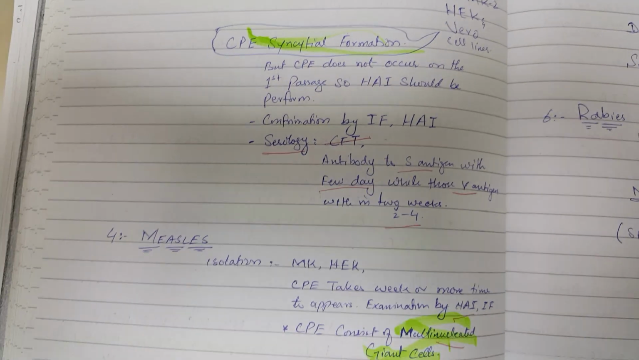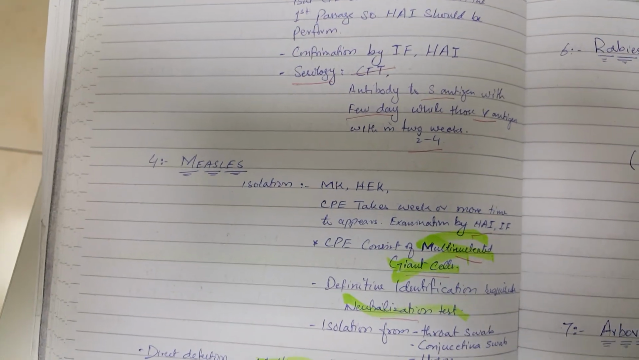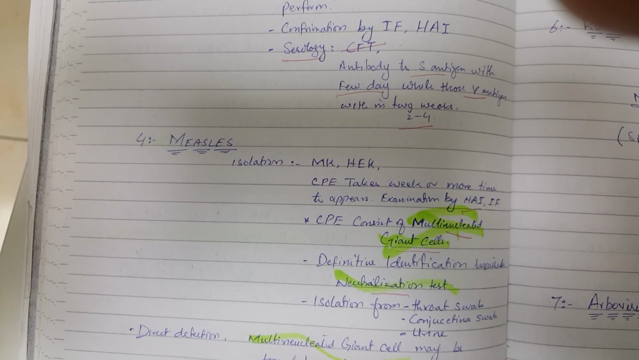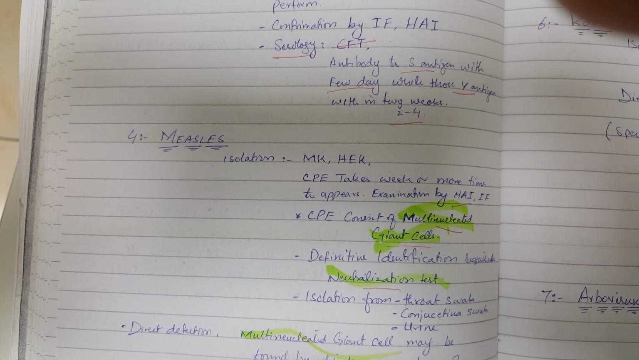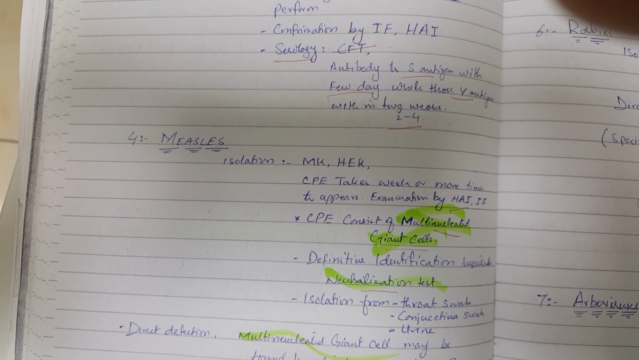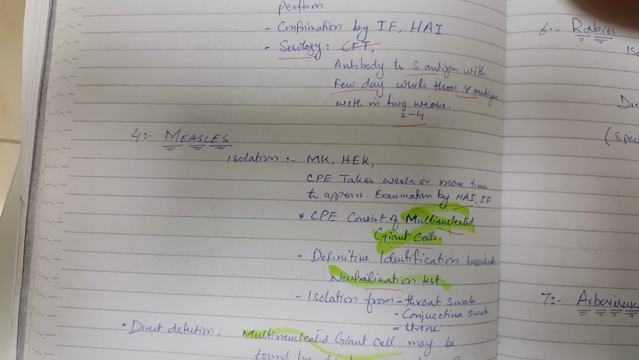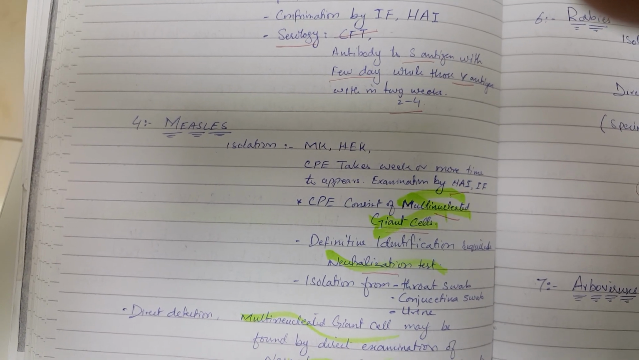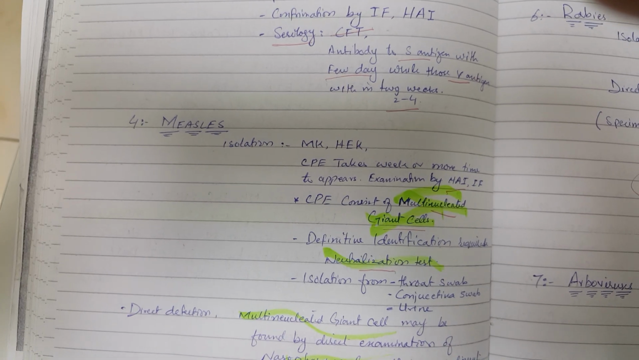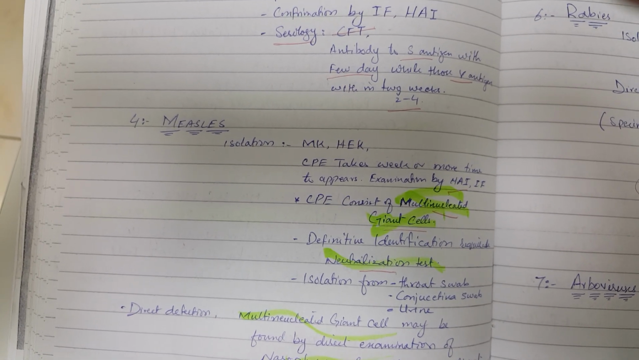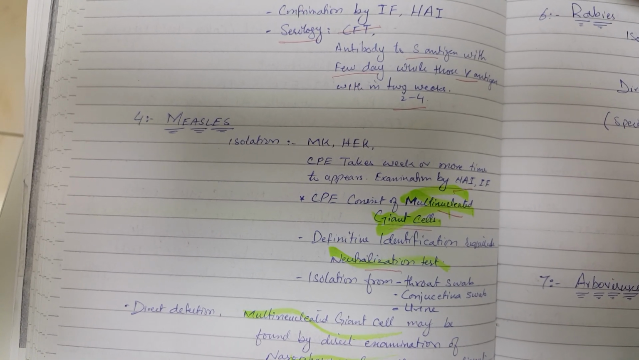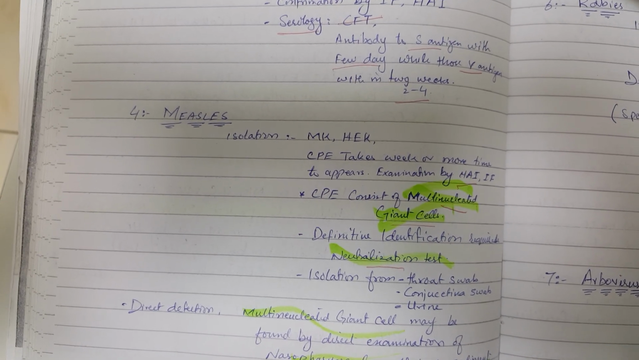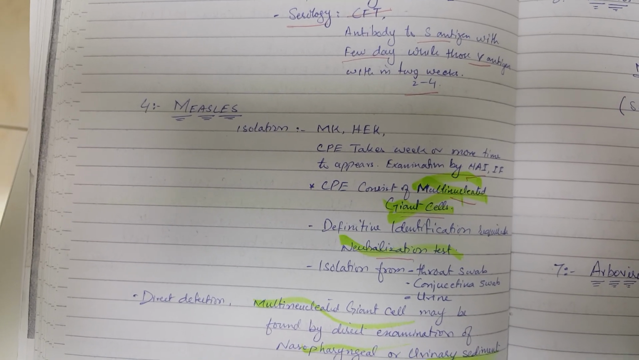In the measles, the isolation is on MK and HEK, and cytopathic effect takes weeks or more time to appear. Examination is done by the hemadsorption inhibition and immunofluorescence. The cytopathic effect consists of multinucleated giant cells, which is the unique property of measles, and definitive identification requires the neutralization test. Isolation from the throat swab, conjunctival swab, and urine.